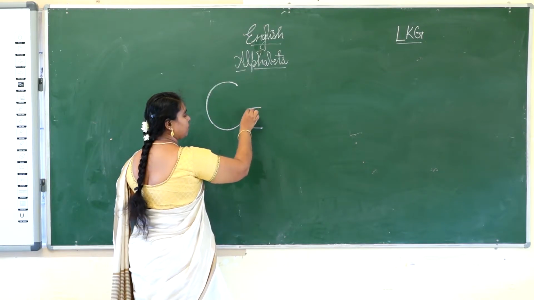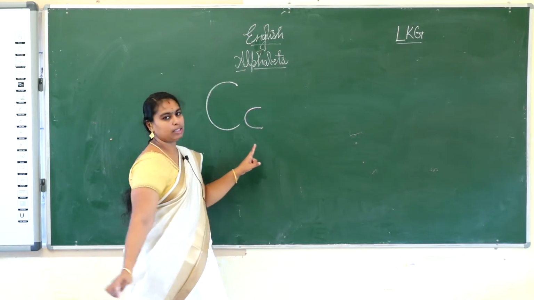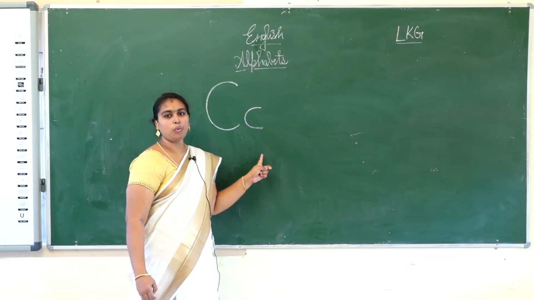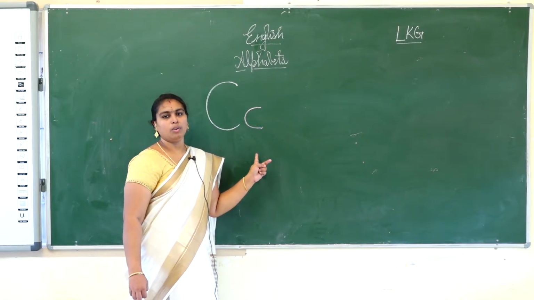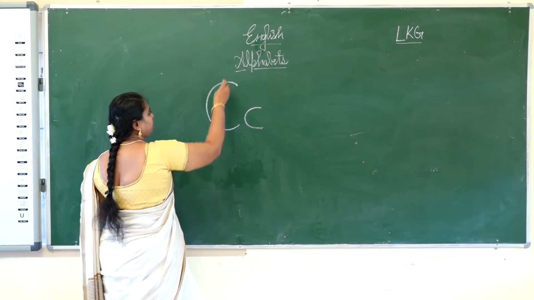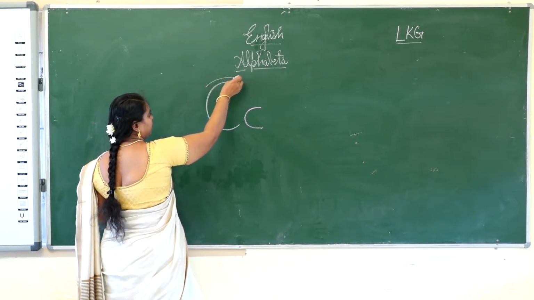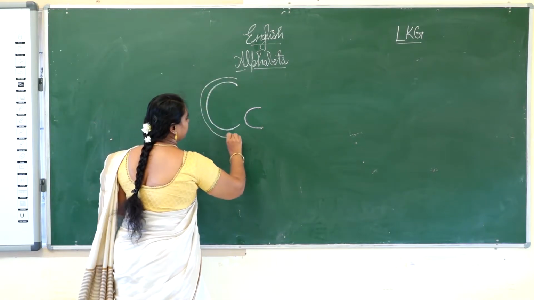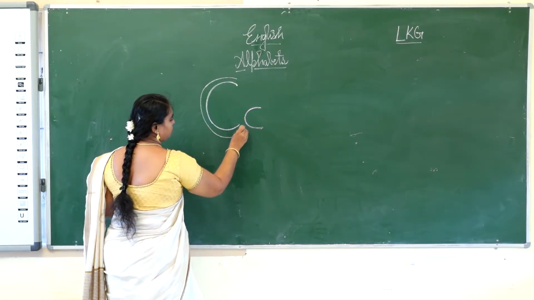Small c. What is this? Small c. And what is the sound of C? K. What is the sound of C? K. And how do we write it? Start from here, right up to here. One curve.